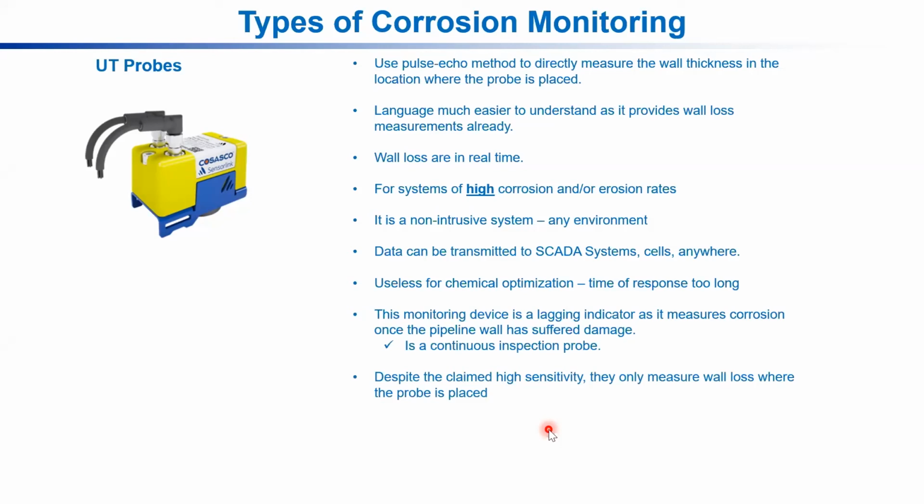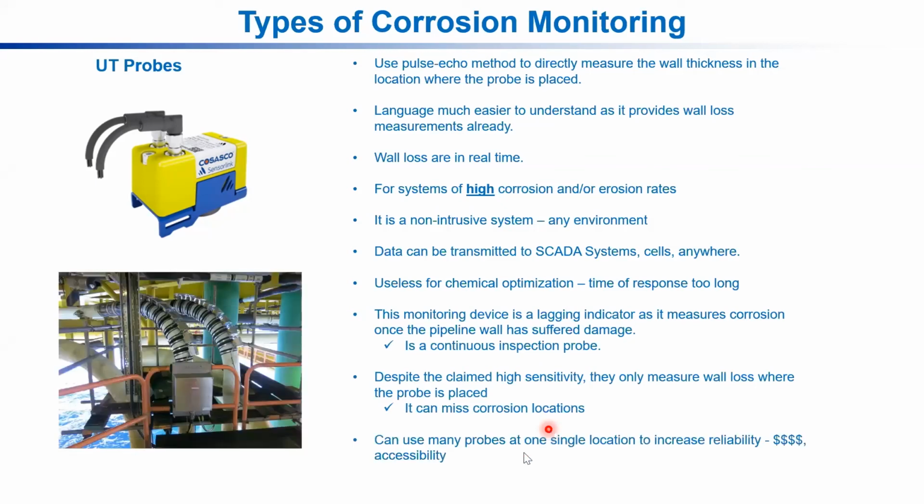Despite the claimed high sensitivity, they will only measure wall loss where the probe is placed. It can miss corrosion locations. You can use many probes at one location to increase the reliability, but then you have to be thinking about dollars. And here is an example in which you have many of these right here in a bend. Because in a bend you will expect to have perhaps more erosion, obviously because of the hydrodynamics. It will measure right here, but in between, what happened in between? You are not measuring something that is happening in between.